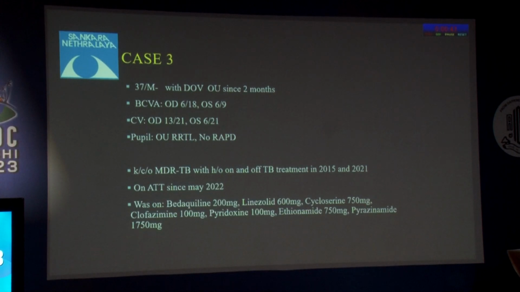This is the third case, where he was being treated for TB for years because he was MDR TB, and this time he came with a 2 months vision drop. He had bilateral drop, bilateral color vision loss, and both the pupils were sluggish. And this time he was on second line drug treatment because he has already completed the first line. So now he has moved on to the second line.